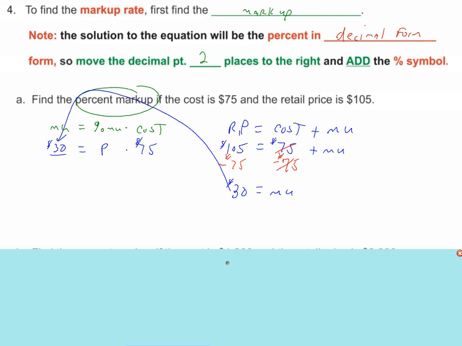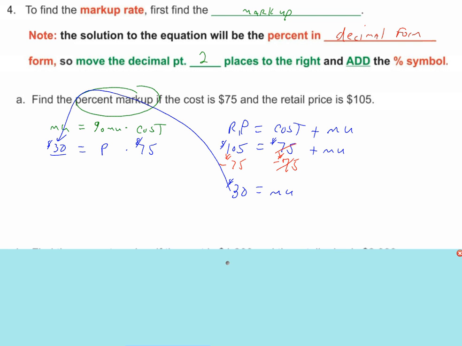So again, we got a two-step problem. Sometimes it won't be a two-step problem. Sometimes they'll ask you for the percent markup, and they'll tell you the amount of the markup, and they'll tell you the cost. Okay, you don't need to do this other step. But if instead of telling you the amount of markup, they tell you the retail price, you have to figure out the markup first and then solve. All right, so we're not done yet, right?